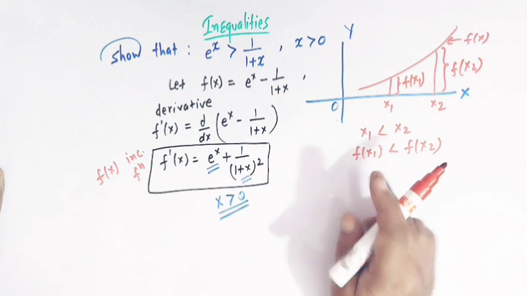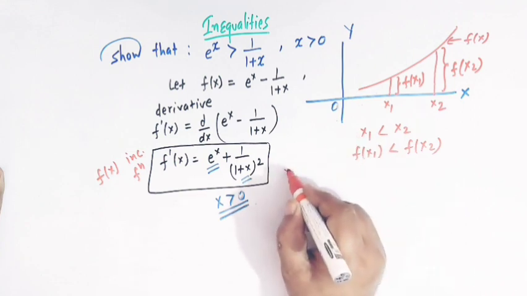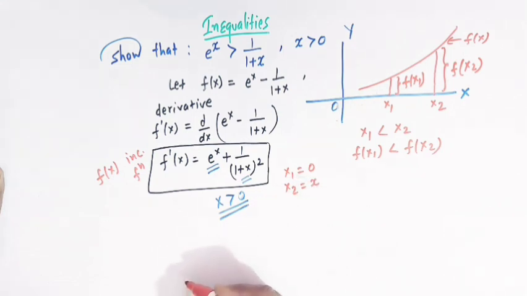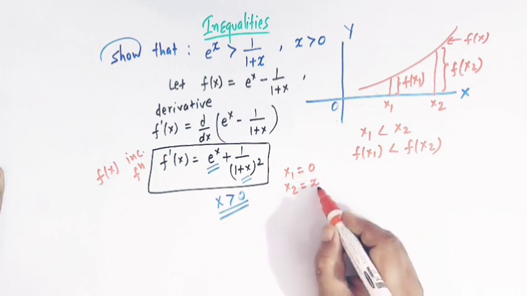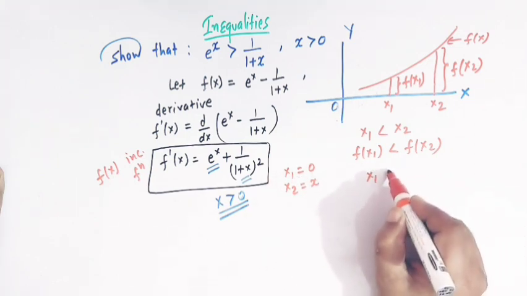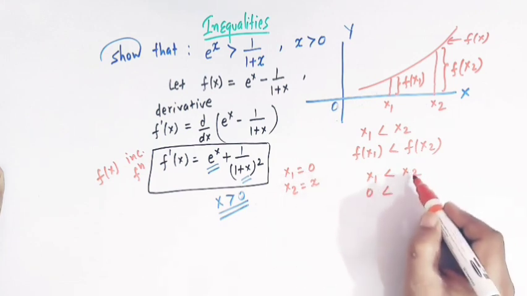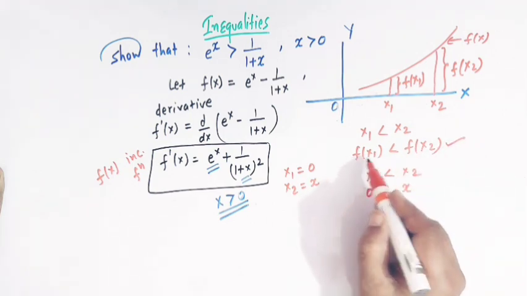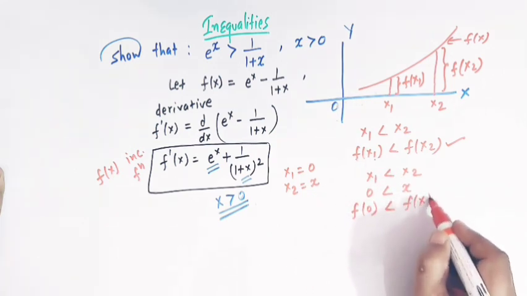So now let us come to our function f of x, right? So here if we take x1 is equal to 0 and x2 is equal to x, we'll take the first point as 0 and x2 as x. So when x1 is less than x2, it implies that x1 is 0 and x2 is x, that is, x is greater than 0. So from this definition, f of 0 must be less than f of x, right?